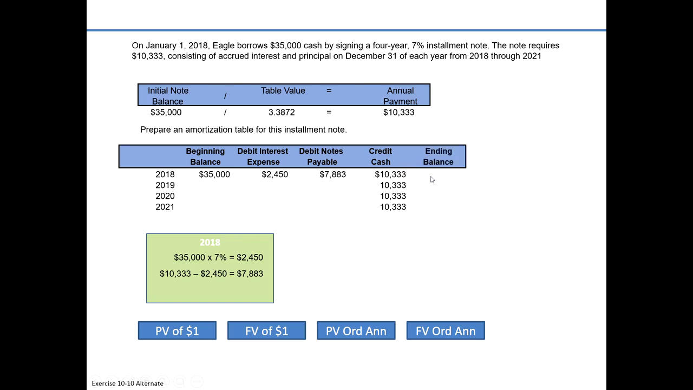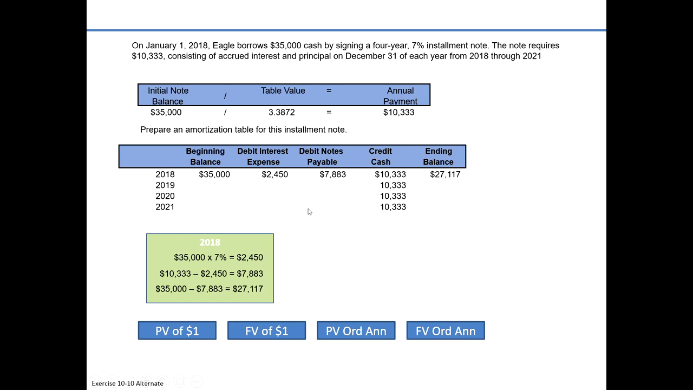Now, I also want to look at what's the ending amount owed. Of the $35,000, when I get to the end of the year, what's the remaining balance? So I can simply take the beginning balance of $35,000 minus, again, the amount that I paid down of principal or notes payable of $7,883. And so the outstanding balance at the end of 2018 is $27,117.